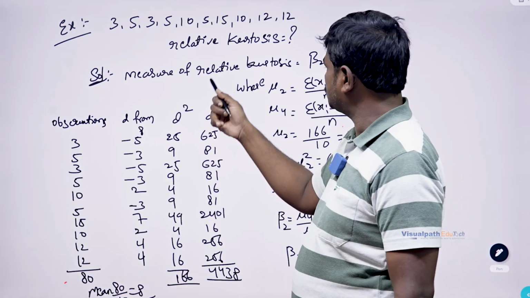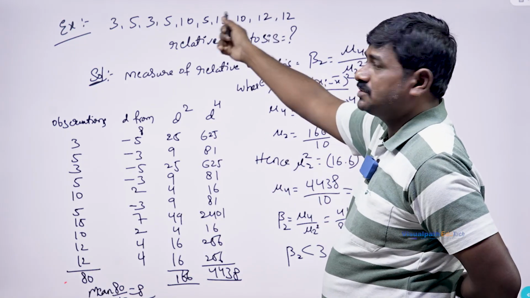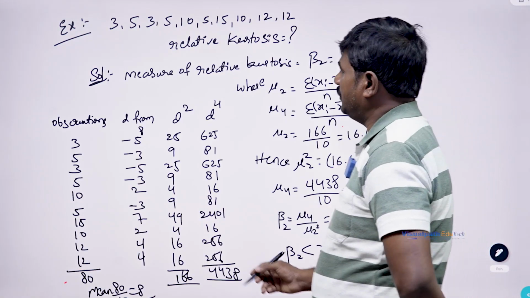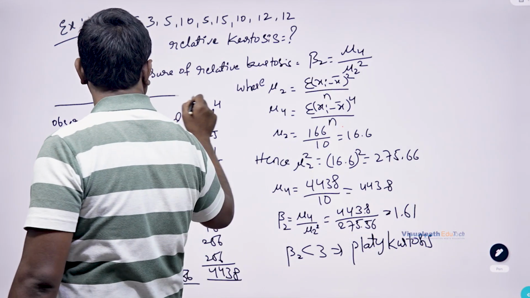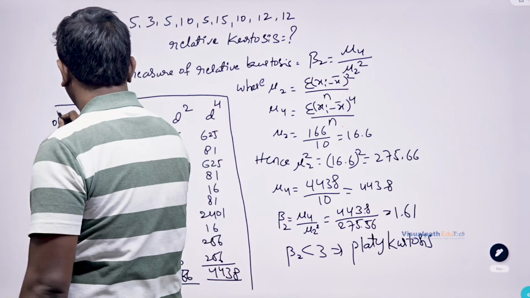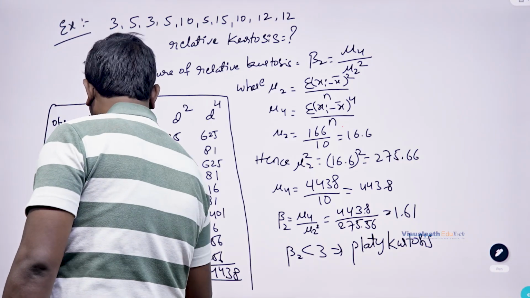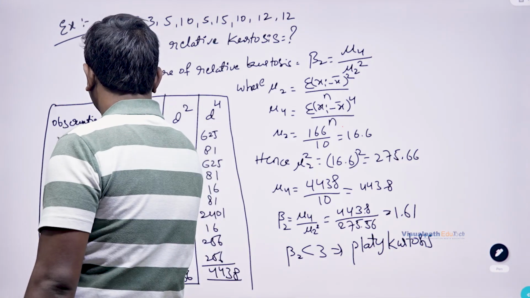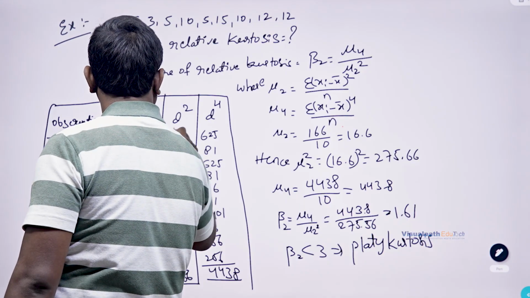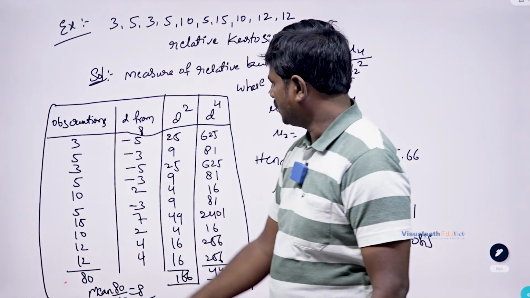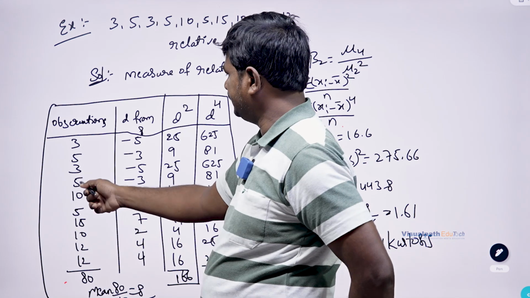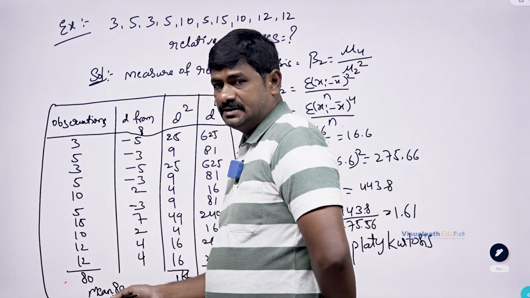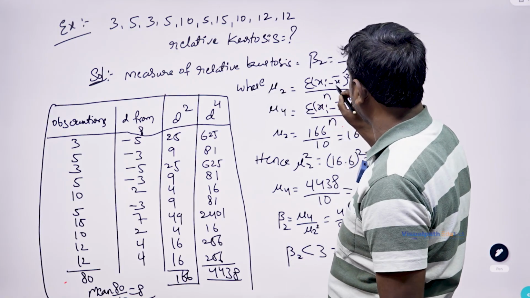For this purpose, we already know that n is equal to 10 observations taken into consideration, so we have to make this table. What is calculated in this table? The observations, how many observations? We have 10 observations: 3, 5, 3, 5, 10, 5, 15, 10, 12, 12. So the total is 80. For this purpose, what we have to do is compute xi minus x bar.